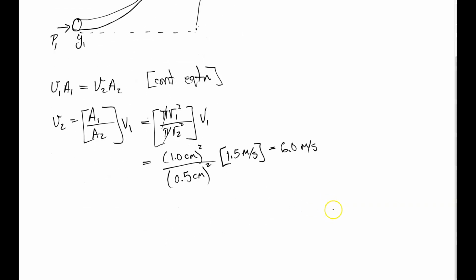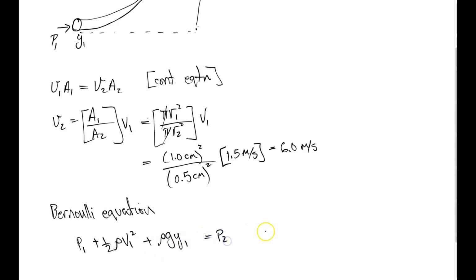And now if we use Bernoulli's equation, which says that P1 plus 1/2 rho V1 squared plus rho G Y1 has to equal P2 plus 1/2 rho V2 squared plus rho G Y2.